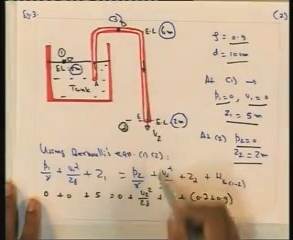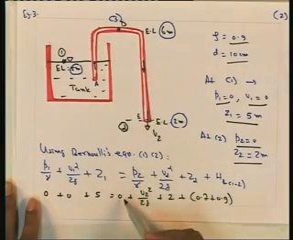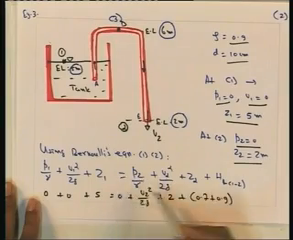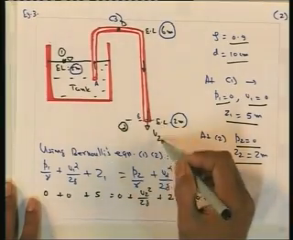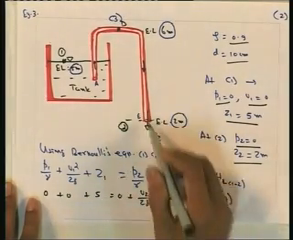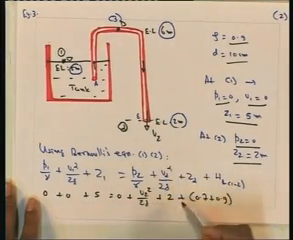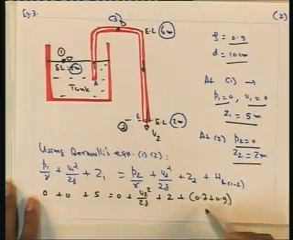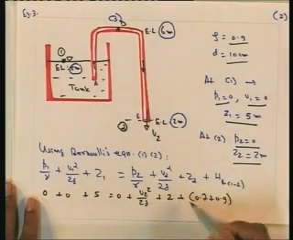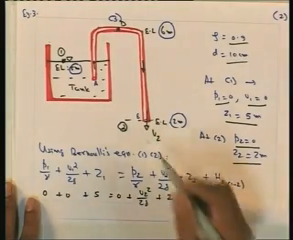At section 2, P2 by gamma, P2 is already 0, so this term is also 0, plus V2 square by 2g. Here the velocity at this section 2 be V2. So V2 square by 2g, and the elevation head is given as 2. So, plus 2, plus we have the head loss.